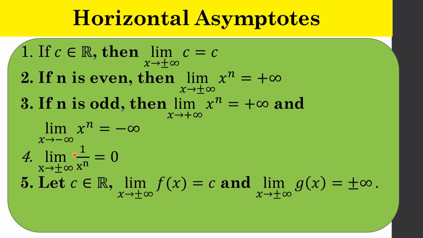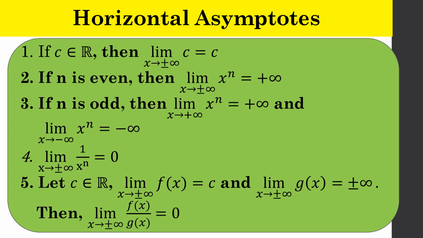Number 5, let c be an element of real number. Limit of your f of x as x approaches to positive or negative infinity is equal to c, and limit of g of x as x approaches positive or negative infinity is equal to positive or negative infinity. So tatandaan nyo yung mga theorem na to on horizontal asymptotes kasi kakailanganin natin later siya, okay, para makuha yung limit ng function natin.